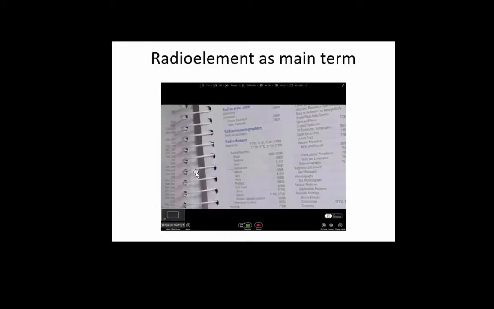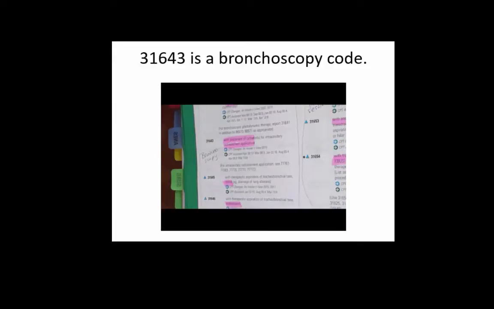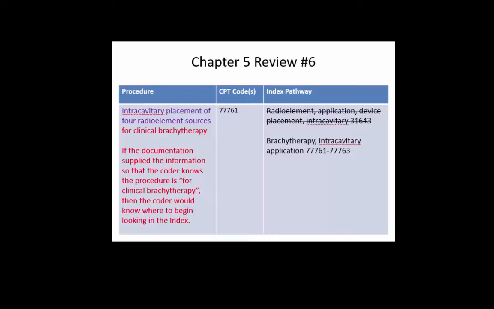If you look at this intracavitary placement of 4 radio element sources and go with radio element as your main term, that takes you into these codes, and when you look up 31643, that's a bronchoscopy code. Well, we are coding in the radiology chapter, so what the coder would do is go back to the record to see if you can find more information that would help you select a radiology code.